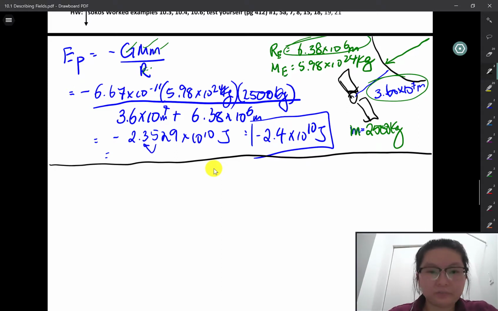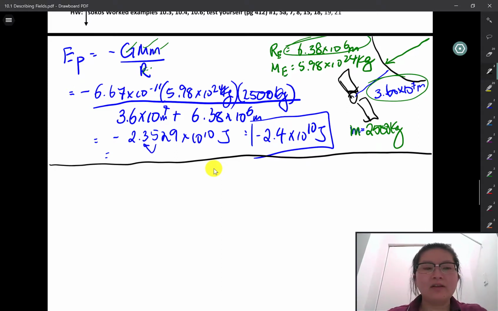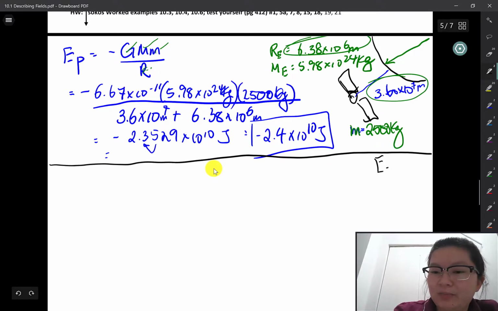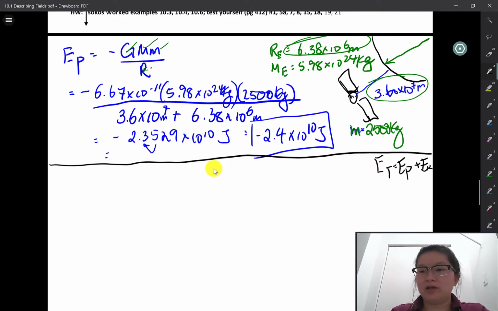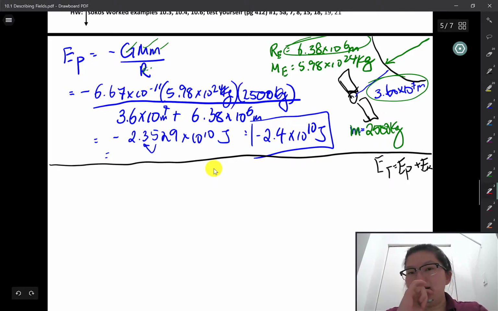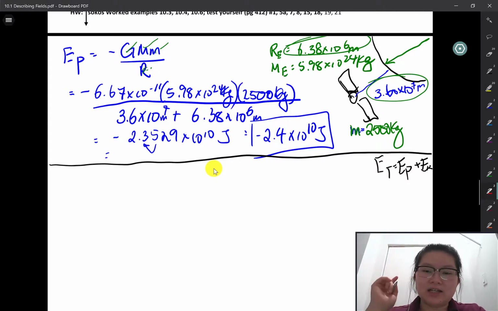Okay, so the next part of this video, now that you know the gravitational potential energy, to find the total energy of the satellite, you know that the total energy of the satellite depends not only on the gravitational potential, but also on the kinetic energy of the satellite too. So this is important. When the satellite is moving, we know it has velocity. The velocity of the satellite is going to depend on where it is in orbit.